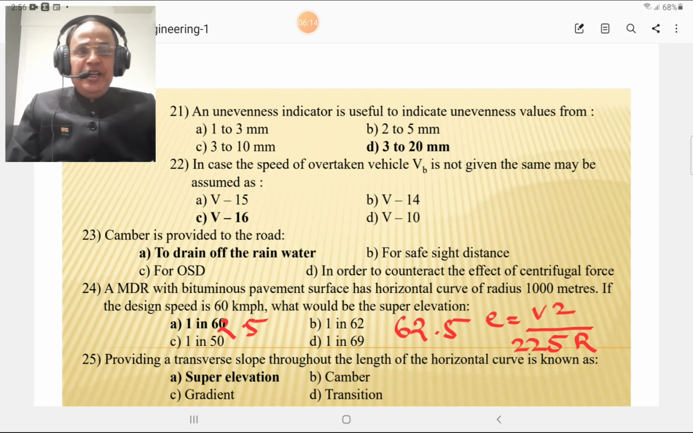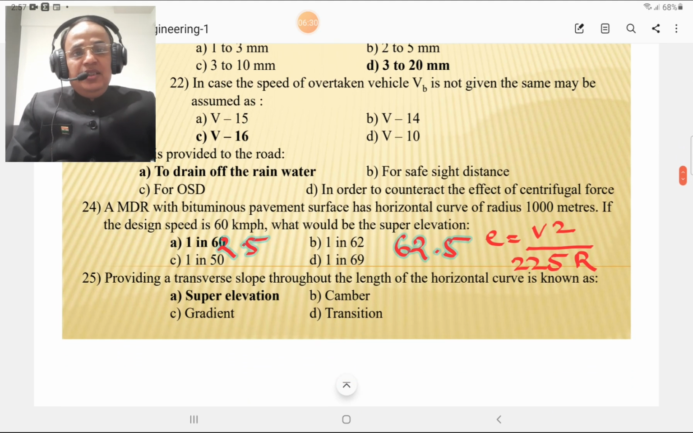In case the speed of overtaken vehicle, VB, is not given, the same may be assumed as V minus 16. Camber is provided to the road to drain off the rainwater. The camber's first purpose is to drain off the rainwater. Then MDR, that means Major District Road, with bituminous pavement surface has a horizontal curve of radius 1000 meter.